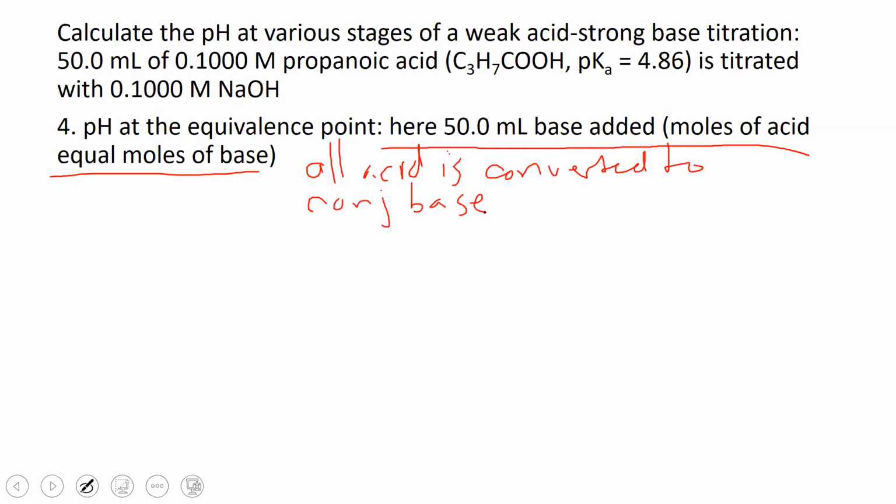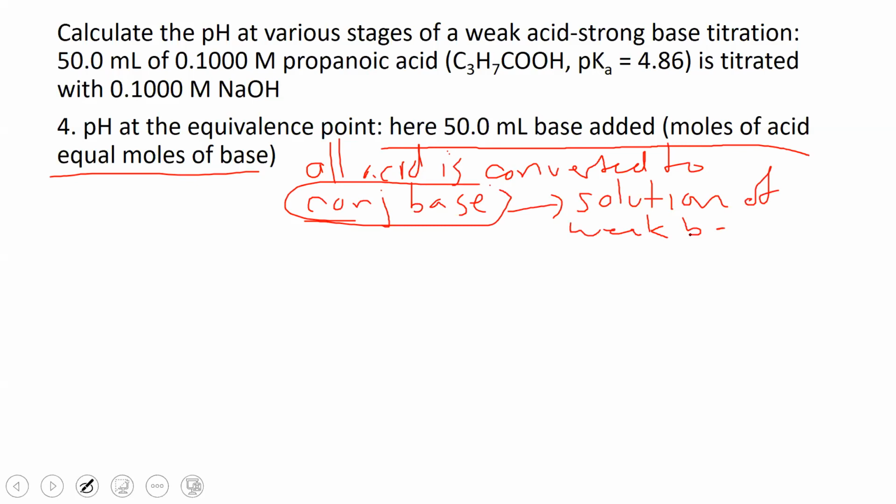Okay. At this stage, we now have a solution. If it's converted to its conjugate base, well, the conjugate base of a weak acid is a weak base. So we have a solution of weak base, and if we have a solution of weak base, we just do the icebox. We do that whole calculation that you do for a weak base in water, and you figure out the pOH, and then from the pOH, you can figure out the pH. So we'll go through that as well, okay?